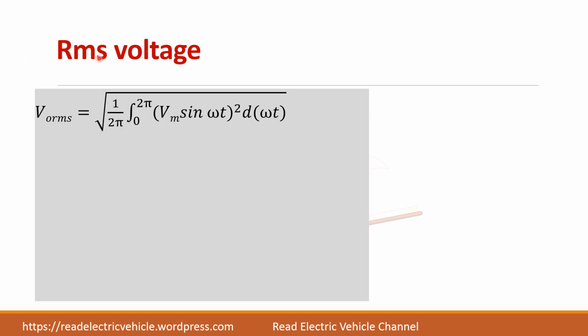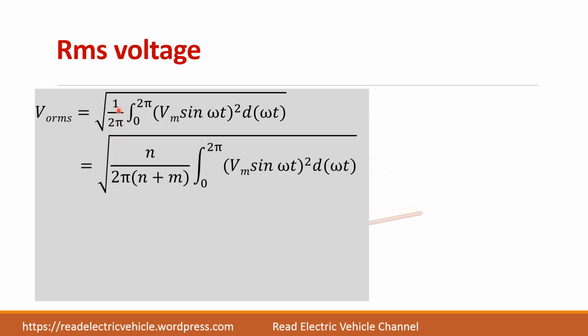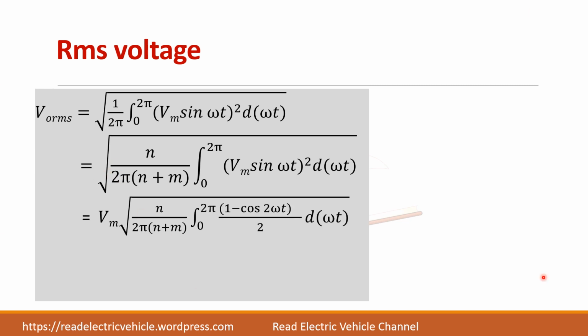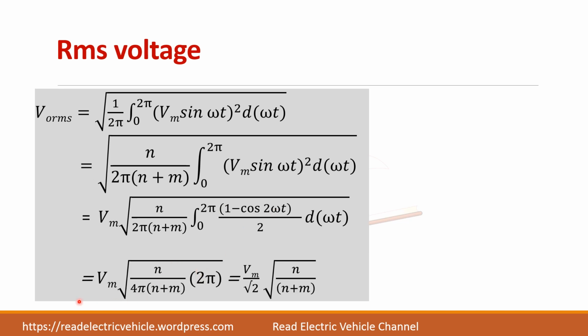So we will calculate the RMS voltage. The total time period is 2 pi. So apply the formula, and here you have to calculate the on period, which is n divided by the total time period, n plus m, into 2 pi. And the limits are 0 to 2 pi. So Vm square sin square omega t. So you substitute this, simplify it, and this factor.